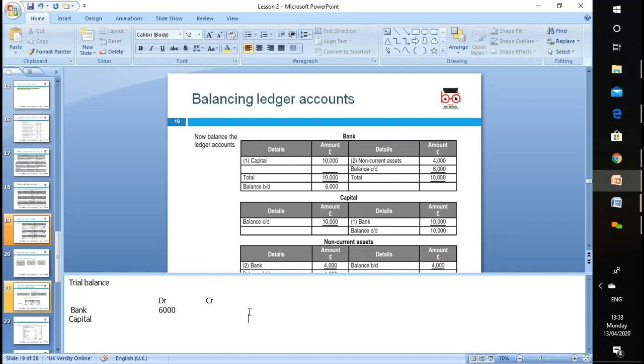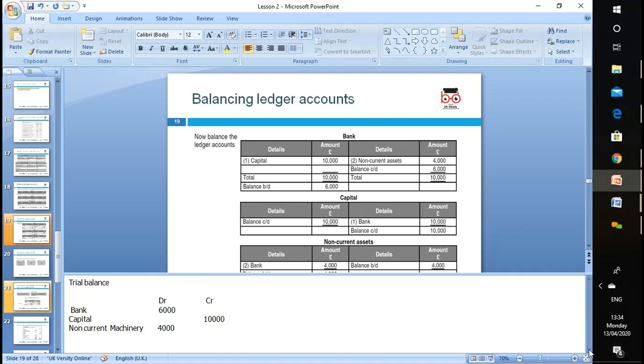Then we have the capital balance of 10,000, and then we write machinery, which is a non-current asset. Machinery is an asset which we can use for more than a year. So how much is it? That's my debit side, 4,000.